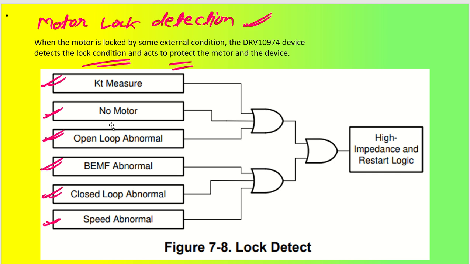If any of these scenarios occurs, it will go through the OR gate, and this OR gate is going to give you high impedance, and this high impedance will make sure that the motor output is locked, like you will not be getting any output at the UVW phase. So this is how it is going to detect the lock conditions and act to protect the motor and the device that is connected to the output. Alright, so this was all about lock detection.